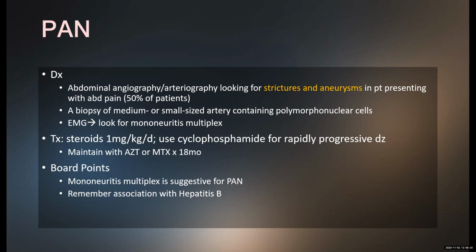The board points, mononeuritis multiplex, they really like to focus on that specifically for PAN, but I think the easier one to remember is just the hepatitis B acute infection rather than the antibody itself.